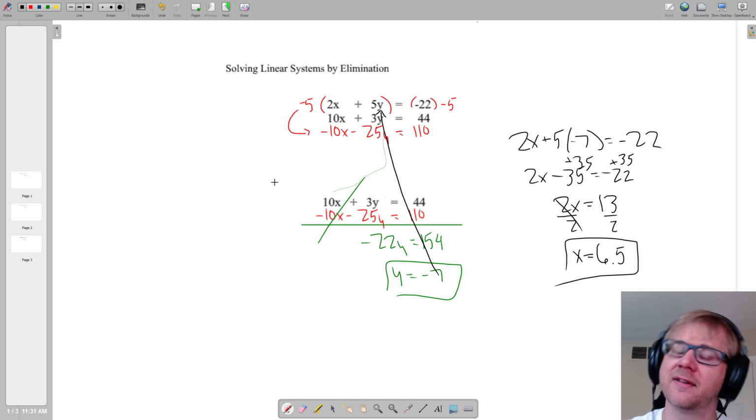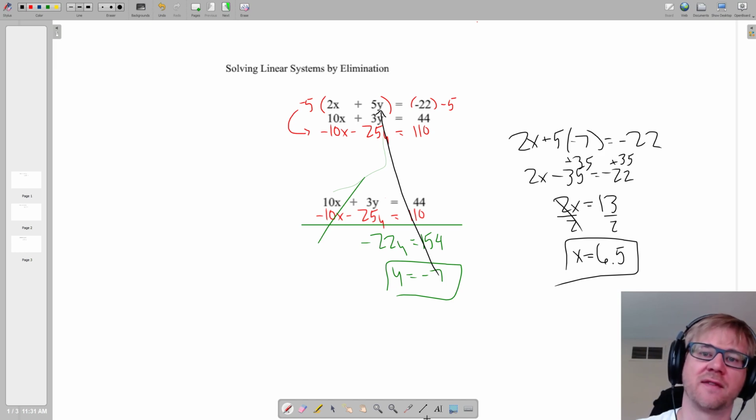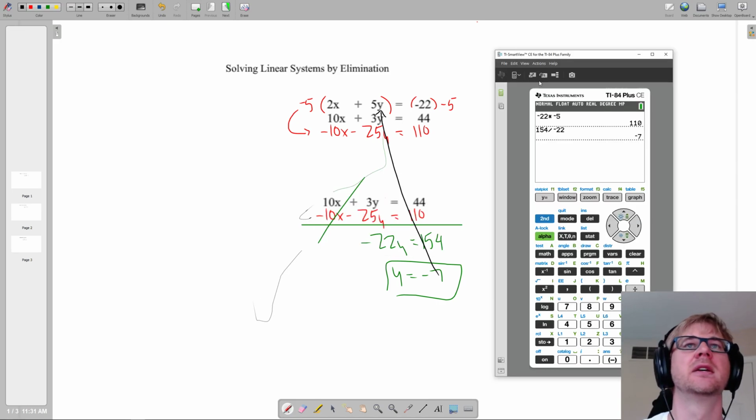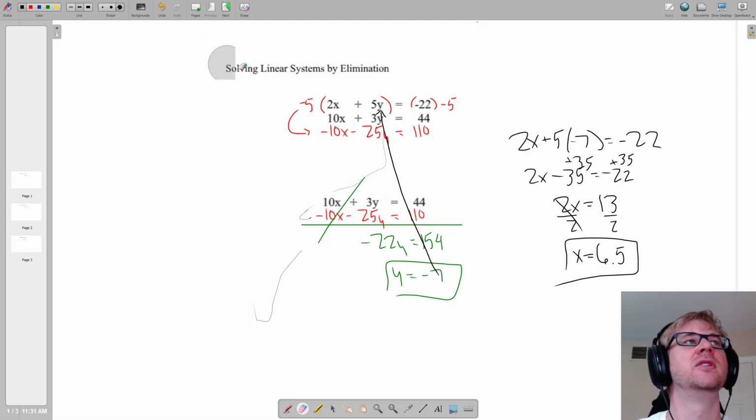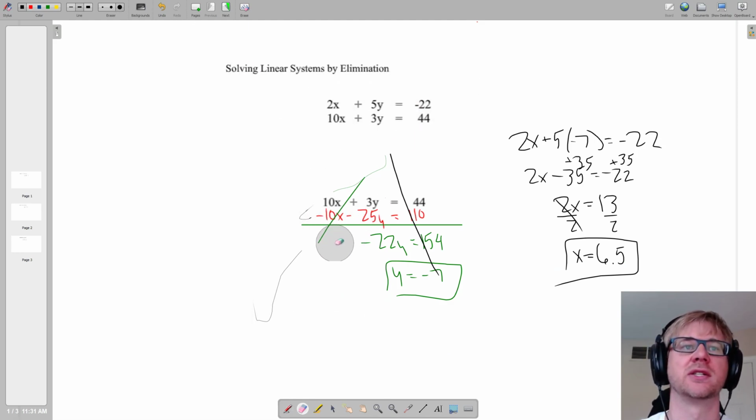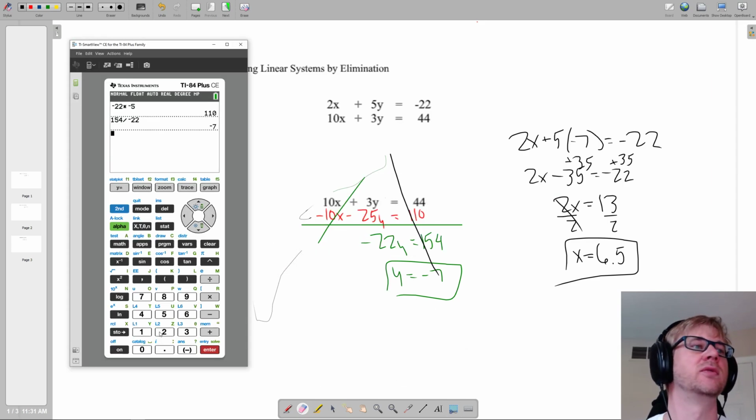Now, on a graph, that's where they intersect. So you could just graph this in Desmos and check it, but I'm going to use my calculator and we'll check it algebraically today. If x is 6.5, then I should be able to plug this into the original equation and make a true statement. So let's see if I can do that. If I do 2 times 6.5 plus 5 times negative 7, so if x is 6.5 and y is negative 7, plug that in, I should get negative 22.